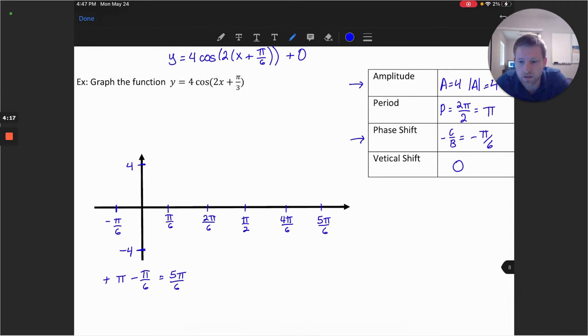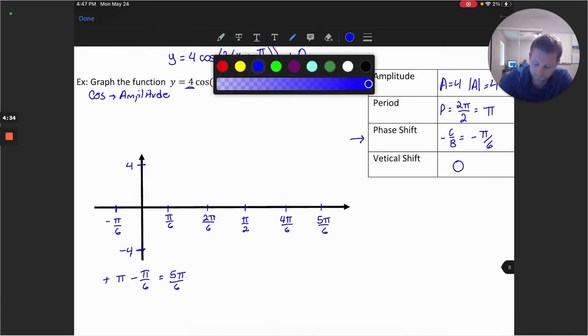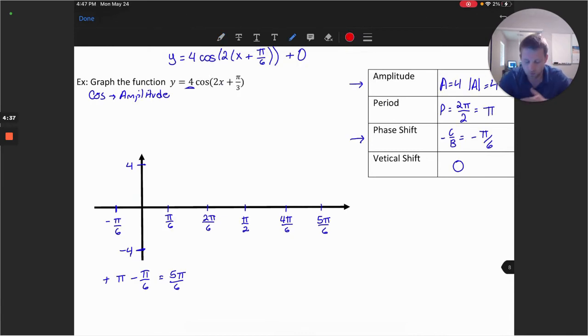Since this is a cosine function, we know that the cosine function always starts at our amplitude. So when I consider starting at my amplitude, this is a positive 4. I'm going to start at positive 4 for my cosine. If I wanted to consider breaking this down into fourths for each of my points, I know for our cosine function, we're going to start and end at the same spot. So start and end at that same amplitude value.